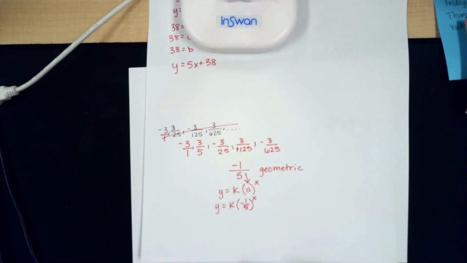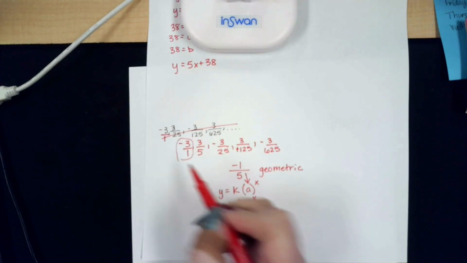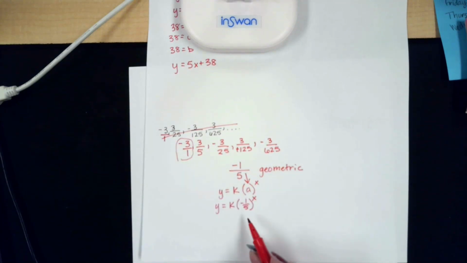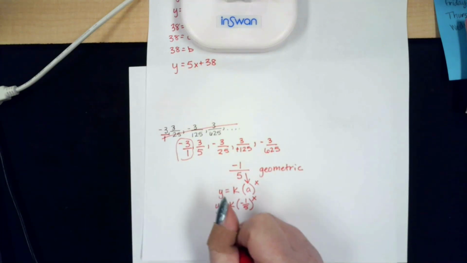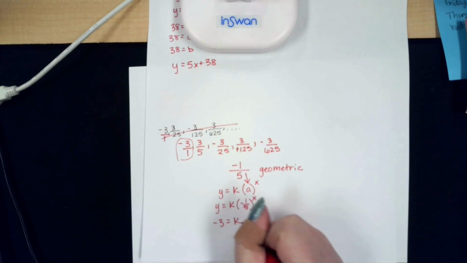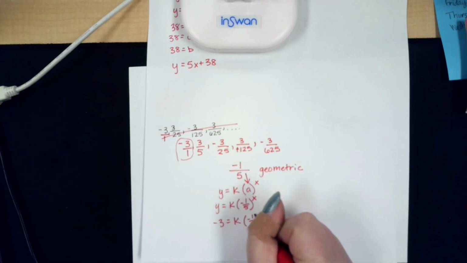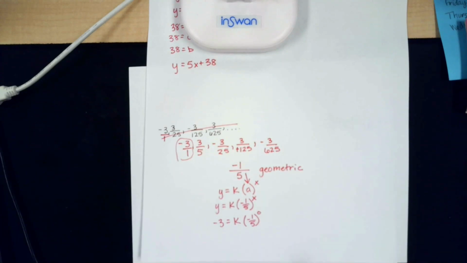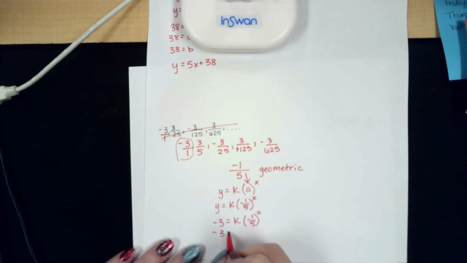Now, just like we did with the arithmetic, we're going to take our 0 term, this negative 3/1, and put it in for y, and that's what happens when x is 0. So we're going to get negative 3 equals k times negative 1/5 to the 0 power. If you remember from our properties of exponents, anything to the 0 power is just 1. So we get negative 3 equals k times 1, or k equals negative 3.